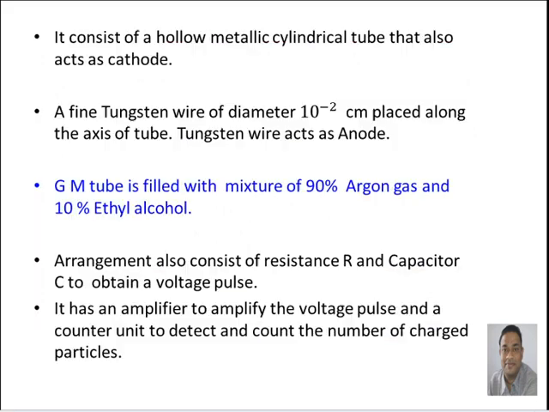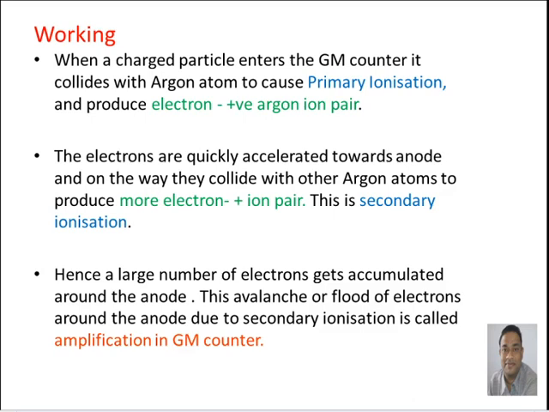So there is an amplifier to amplify this voltage pulse, and the amplified voltage pulse is then fed to a counter unit which detects and counts the number of charged particles. Let's see the working of a GM counter. When a charged particle enters the GM counter, it collides with the argon gas atom to cause primary ionization, to produce an electron and positive argon ion pair.